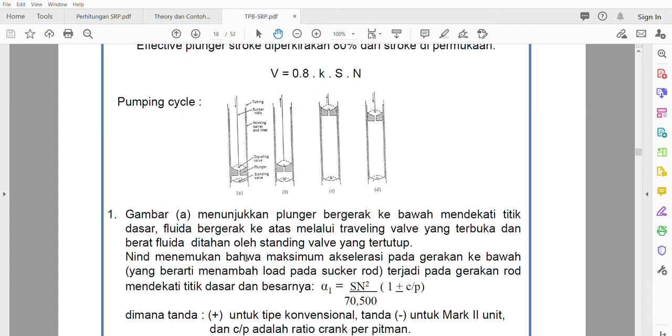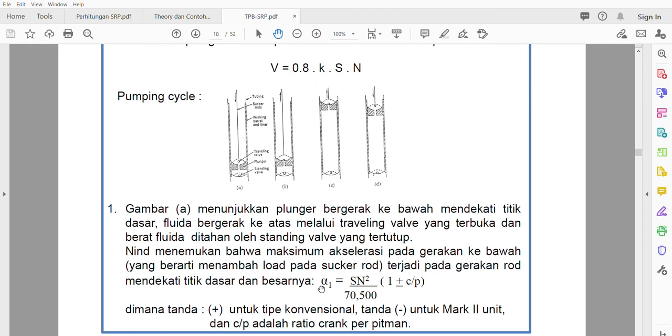Another one is to consider that the maximum acceleration occurs when moving close to the very bottom. It's called lambda 1. So this is the equation with a plus minus here. Plus if the pump is a conventional unit, minus if it is a Mark II unit. So CP is the crank over Pitman ratio. So this is something to do with the surface equipment connected to this stroke and number of strokes per minute. The stroke length is S, and N is the strokes per minute.